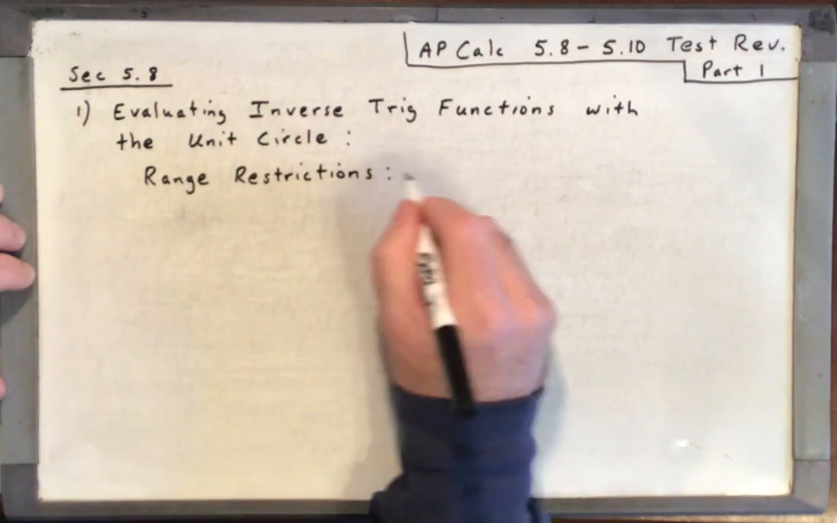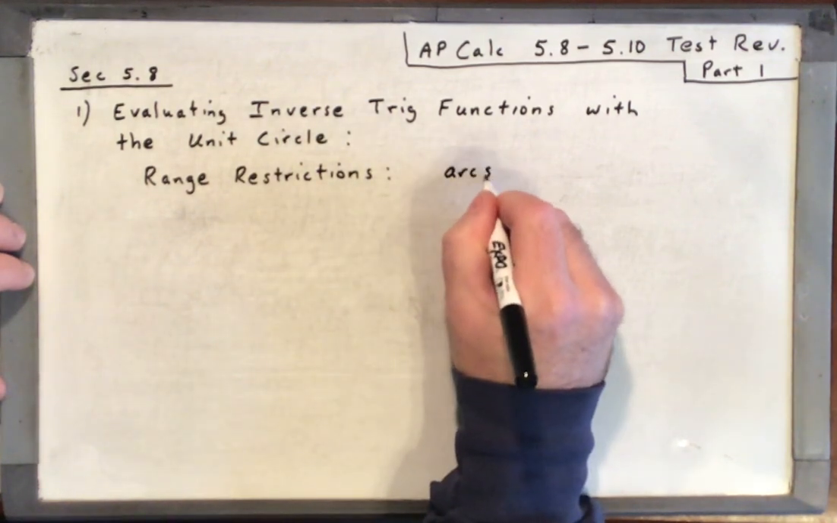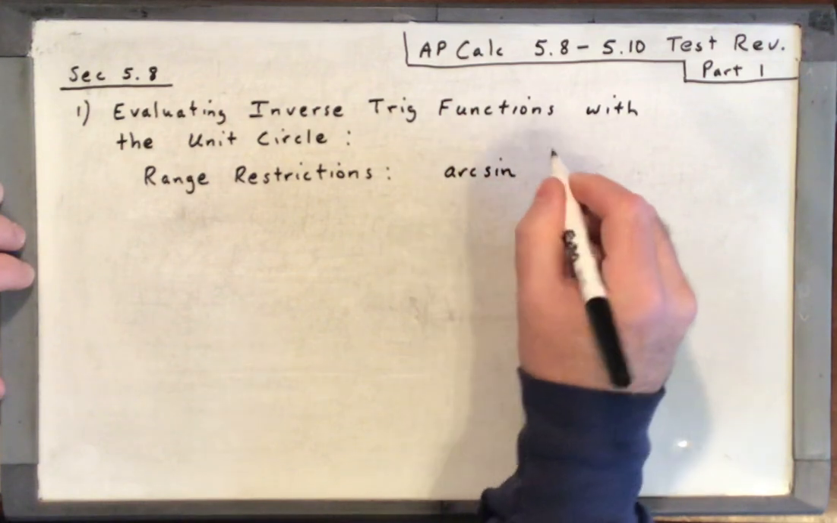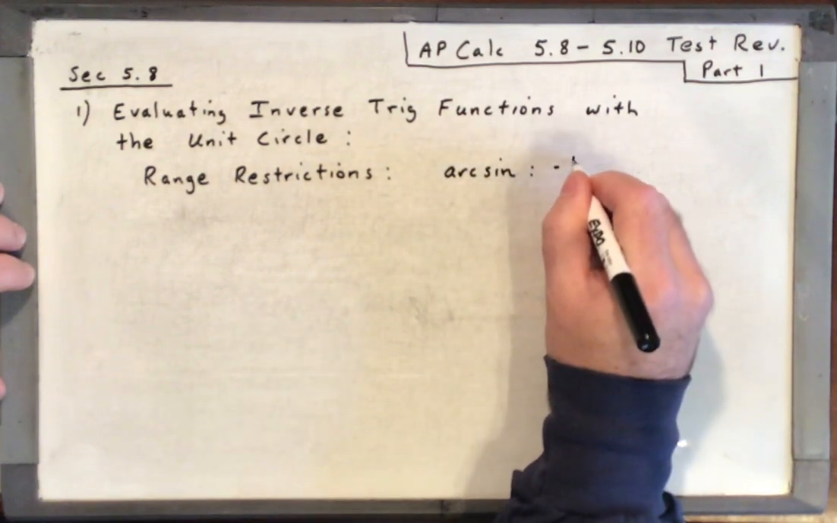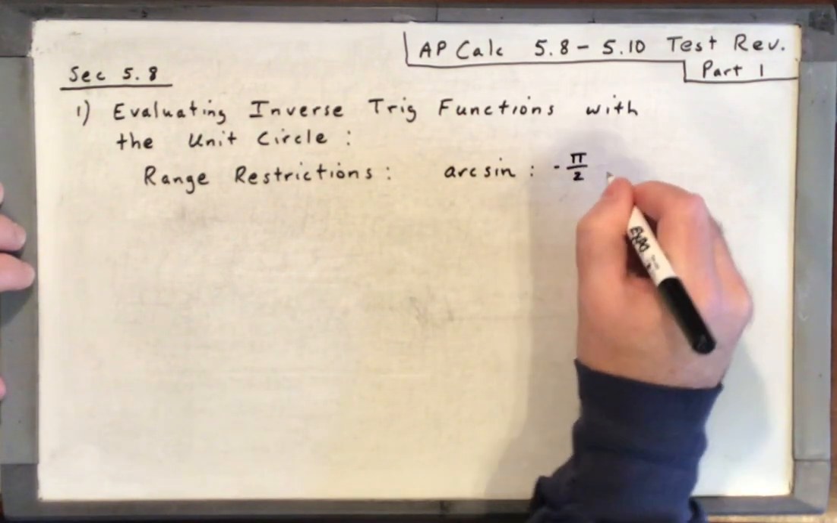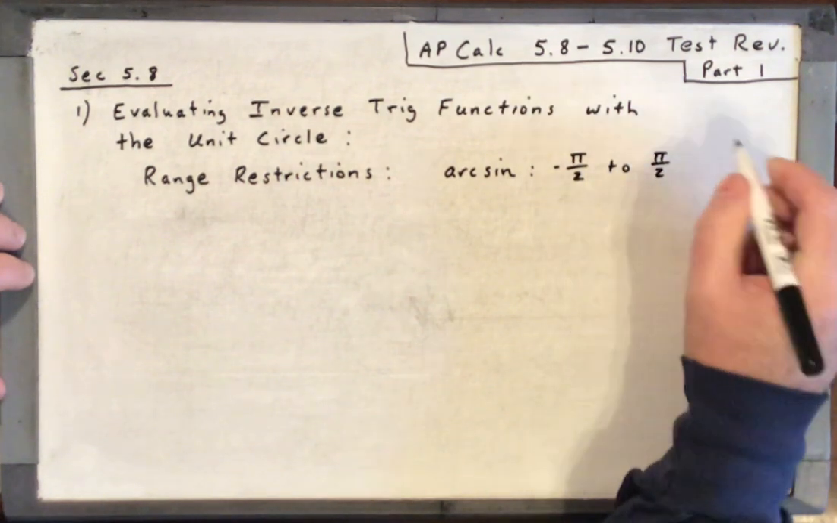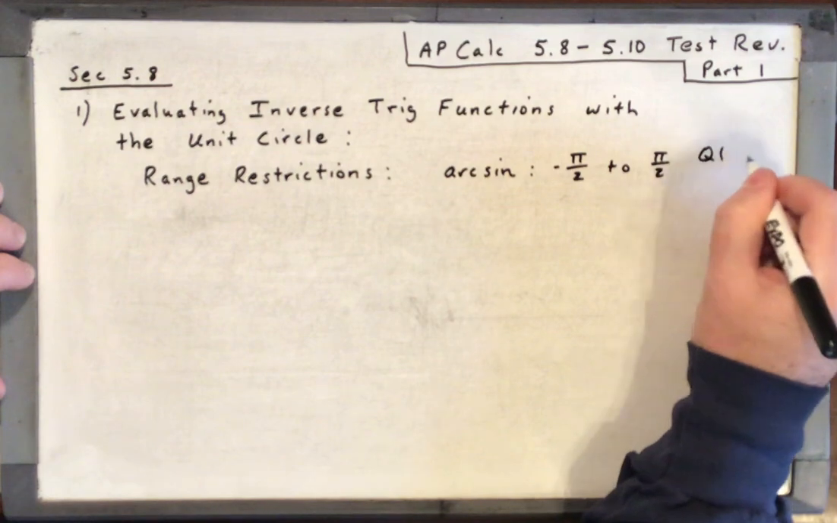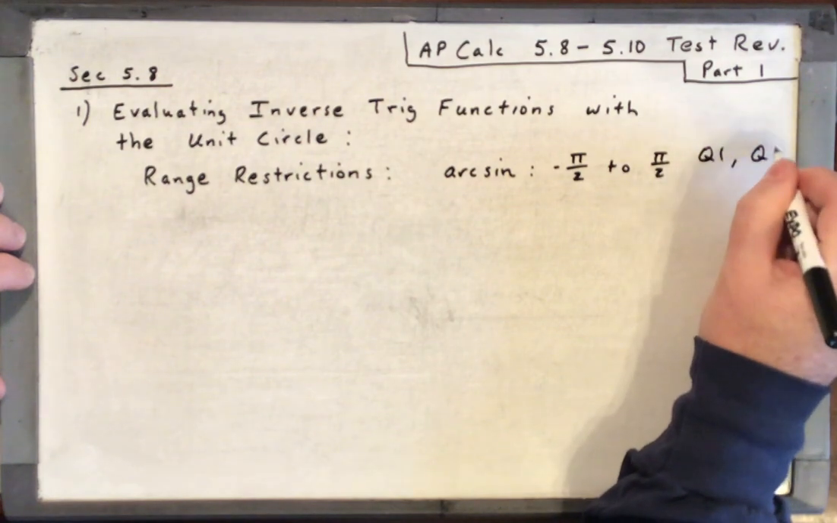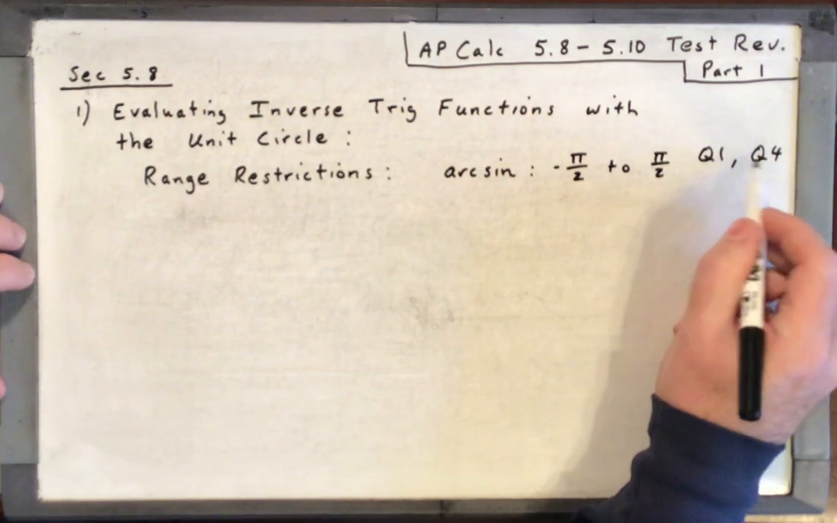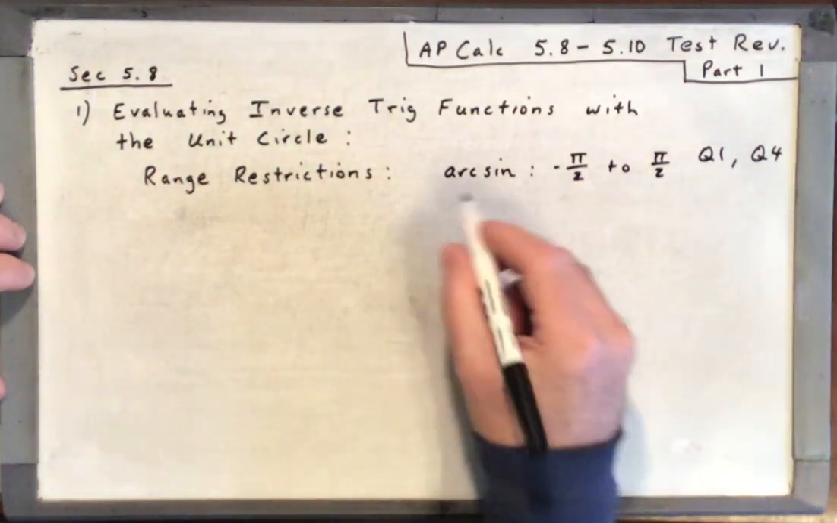So for arc sine, that's negative pi over 2 to pi over 2. Quadrant 1 and quadrant 4. You cannot give an answer outside of those quadrants.